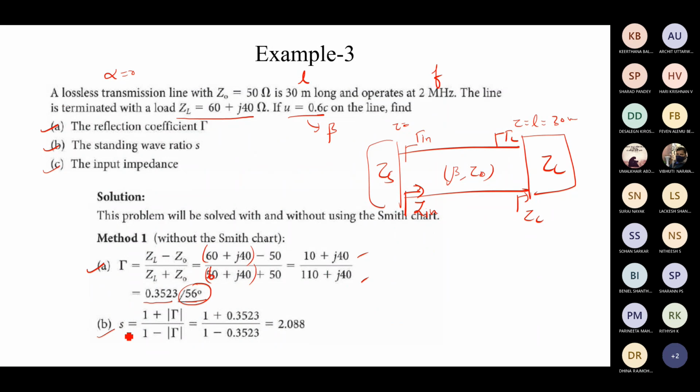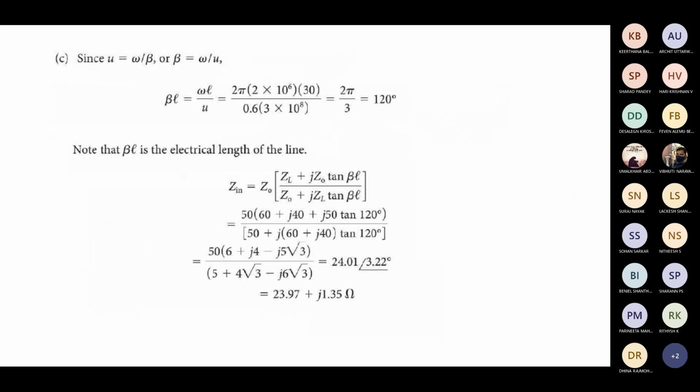Then we calculate the standing wave ratio using this simple formula. When you substitute that, you will get the value of 2. This value will always be greater than 1. Then using the phase velocity, we can calculate the beta. When you multiply this with L, you will get the total phase difference created by the transmission line, which is often represented by beta L. So beta L is also called the electrical length. The physical length is 30 meter, but the electrical length is 120.